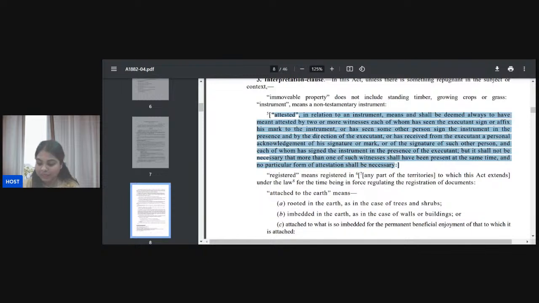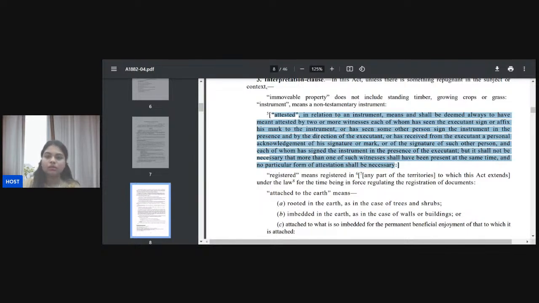Come to actionable claim. We will see actionable claim in Chapter 8 also, okay. It's a full chapter for actionable claims in Chapter 8. But the definition of actionable claim is already given in section 3, right?